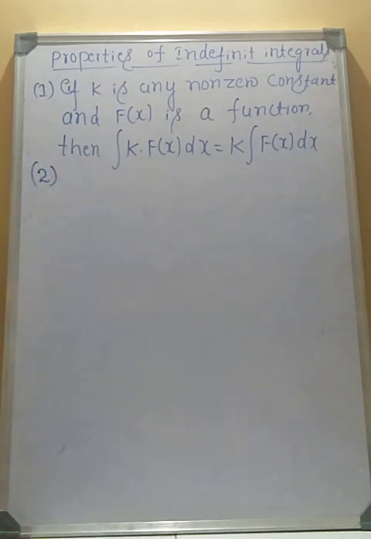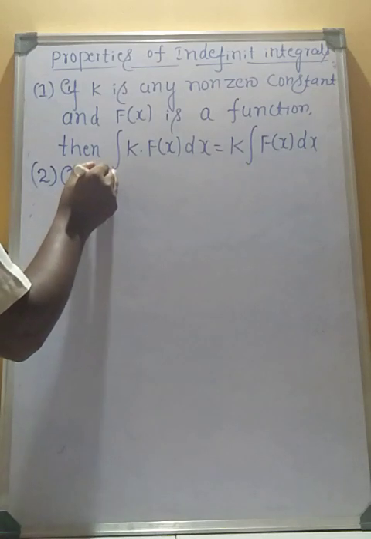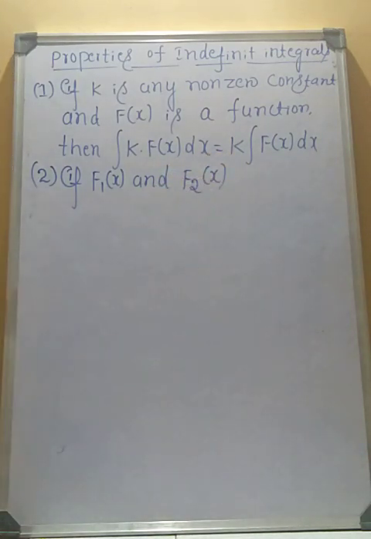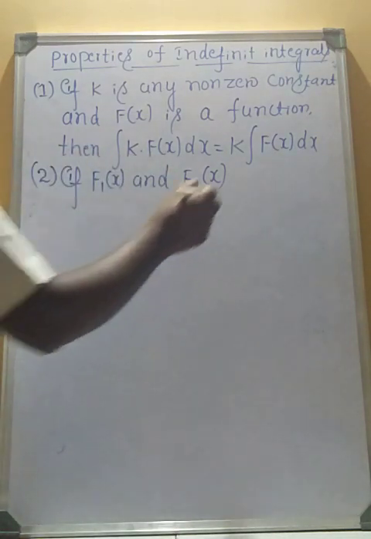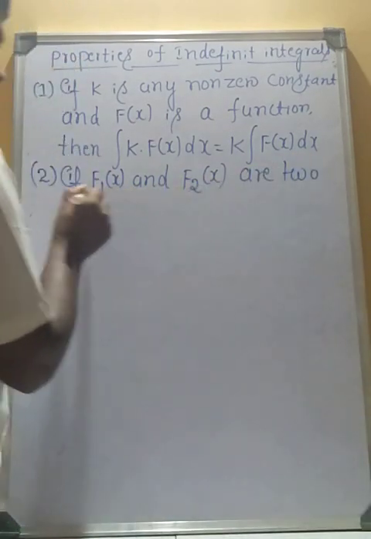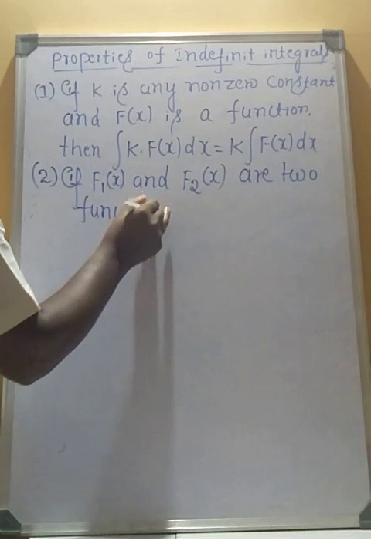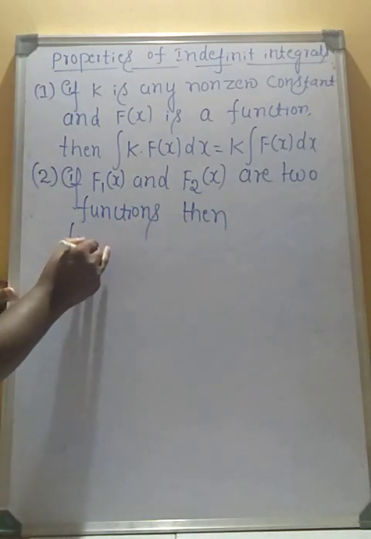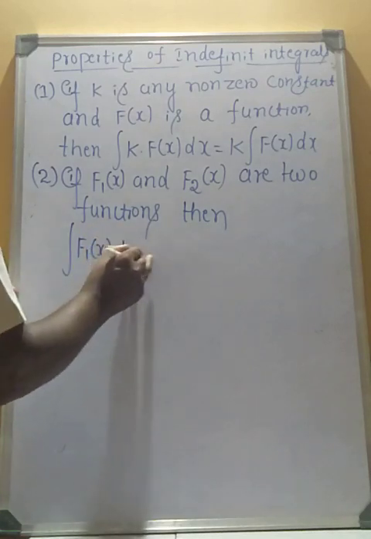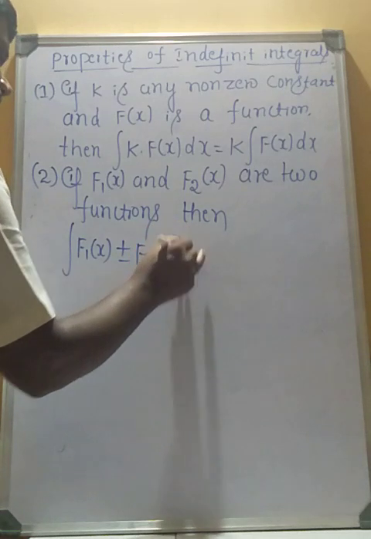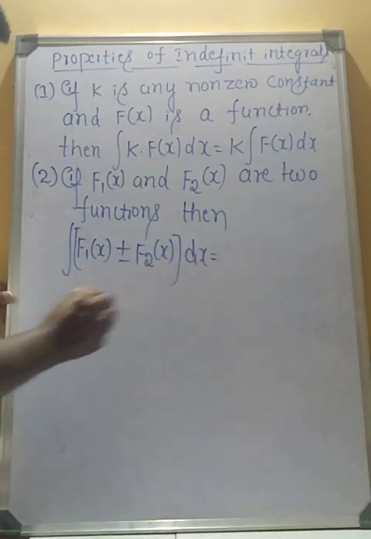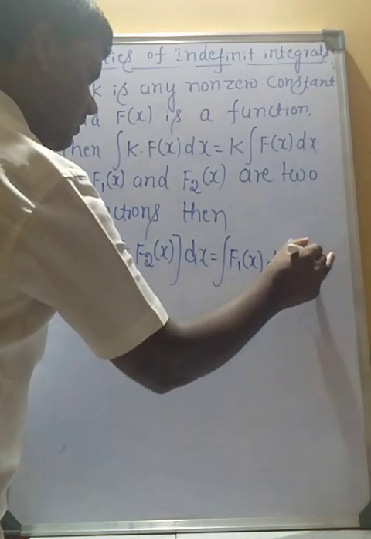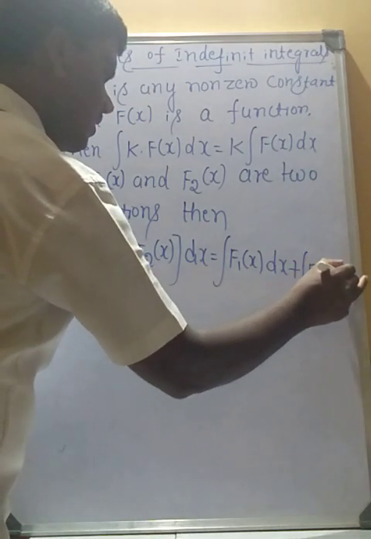So property 2: if f1 of x and f2 of x are two functions, then integral of f1 of x plus or minus f2 of x into dx is equal to integral of f1 of x into dx plus or minus integral of f2 of x into dx.